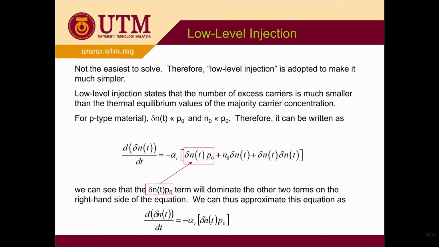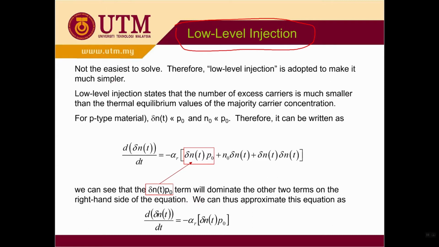And this is the explanation of this equation that we got. Okay, so we get to that equation, then we want to solve it, but it's not easy to solve, so we have to use some assumption. The assumption that we use is called low-level injection. Low-level injection is adopted to simplify the equation.